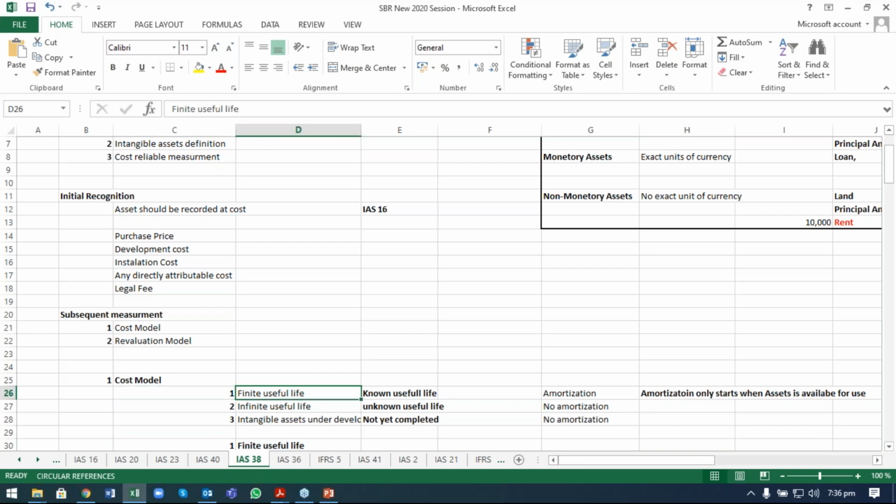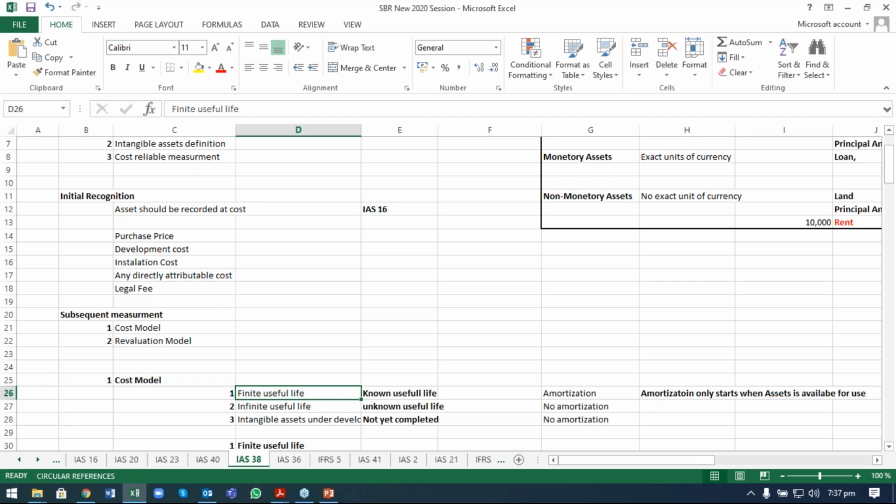If you have recorded an intangible asset under the cost model and that intangible asset has a finite useful life, then you have to amortize it, and the amortization only starts when the asset is available for use. If any intangible is not available for use, then you're not supposed to charge amortization on it, right? So how should amortization be charged? Amortization is charged based on the fair usage of that asset. It's a fair usage charge, based on the expected usage of that intangible asset.